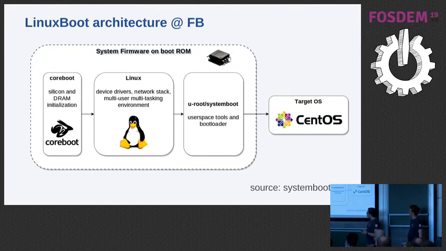On the left side, the first component is Core Boot, which is able to do the very basic hardware initialization: CPU, DRAM, and so on. Then we have Linux, which provides us with the usual NIC drivers, file systems, all the familiar things we know, a multi-user, multi-task environment, separation between kernel and user space, and so on. On the right side, which is the part I'm going to focus on for the rest of the demo, is the user space. This user space is based on top of u-root, which is an environment for embedded systems entirely written in Go, started at Google and which we have contributed to, with a set of additional tools that we call systemboot that add bootloader behavior on u-root.